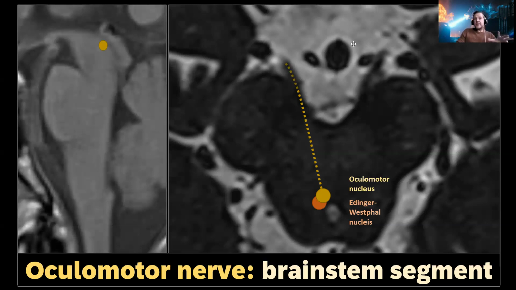We can recognize various vascular structures over here. This is the basilar artery, and we see here the posterior cerebral artery, and over here the superior cerebellar artery. So the oculomotor nerve enters the interpeduncular cistern and runs between the posterior cerebral artery and the superior cerebellar artery.